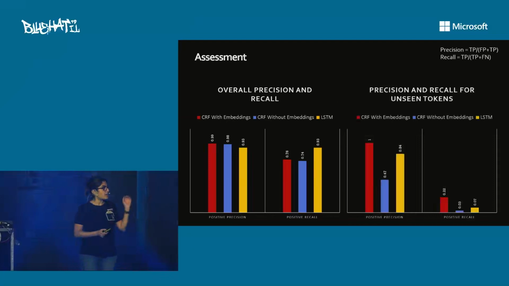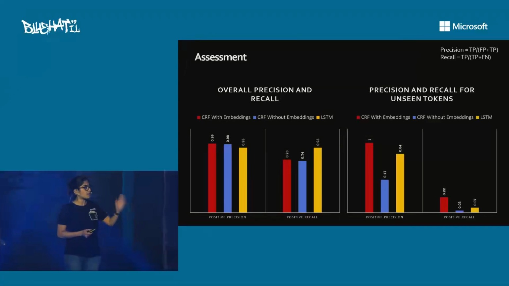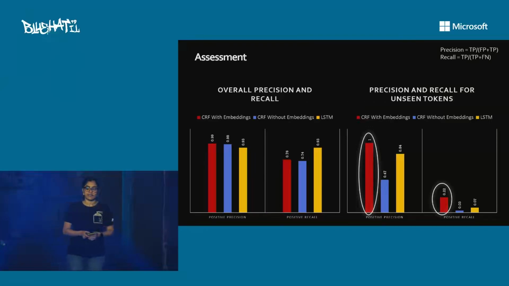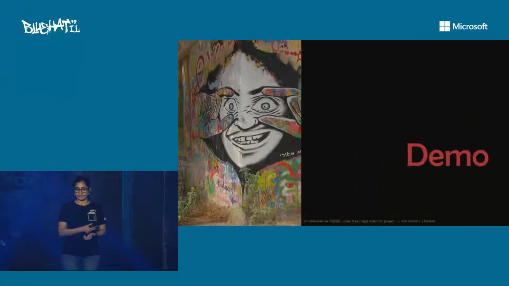We can see that there is a huge performance drop in both the LSTM and the CRF without embeddings, whereas the CRF with embeddings has perfect precision, and it is the only one that has any sort of recall on the unseen tokens. And that's very important for us, which is why this will be the model that I showed you in our demo.